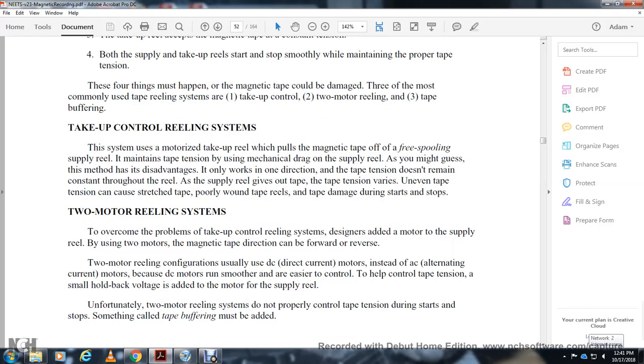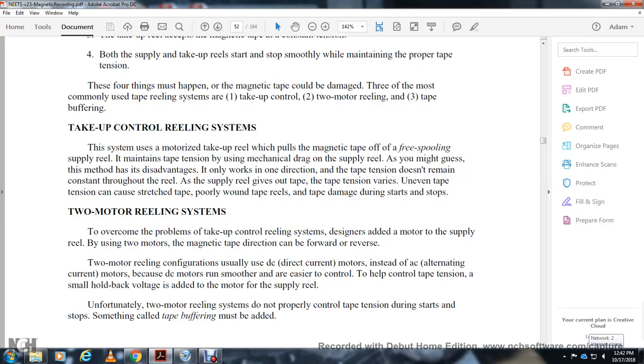Two motor reeling system: to overcome the problem of the take-up control reeling system, designers add a motor to the supply reel. By using two motors, the magnetic tape direction can be forward and reverse. The two motor reel configuration uses DC motors rather than AC alternating current motors. The DC motors run smooth and easier with the control that helps control the tape tension, using back voltage from the motor on the supply reel. Unfortunately, two motor reeling systems do not properly control the tape tension at start and stop.